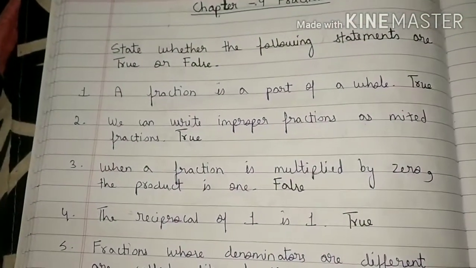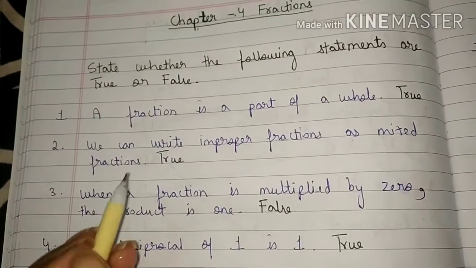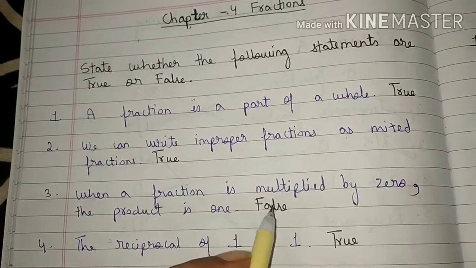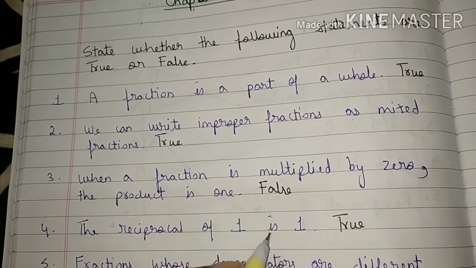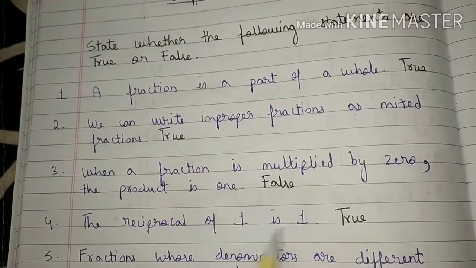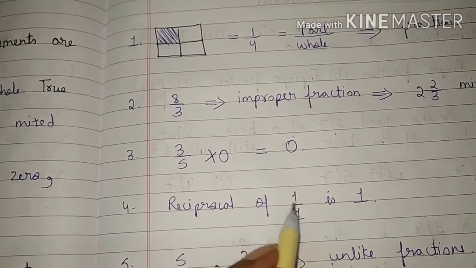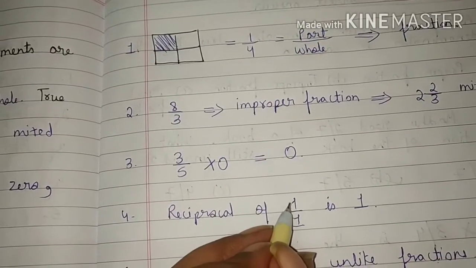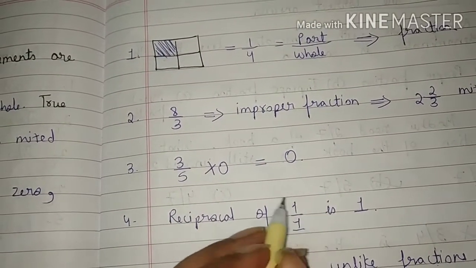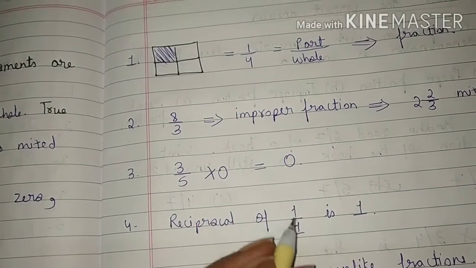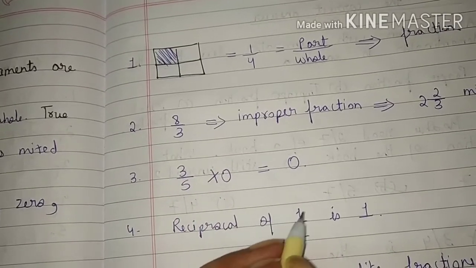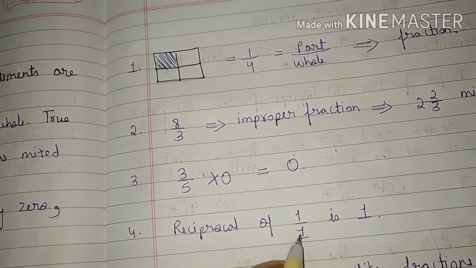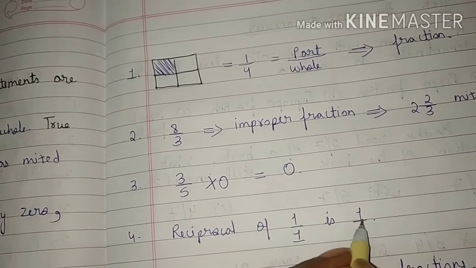So students, from this point of view, we can say that this statement is false. Now come to question 4. The reciprocal of 1 is 1. Students, this statement is true. You can see here, reciprocal of 1 is 1. Students, you can see here 1 is written as numerator, and because denominator is not given to you, so we have supposed 1 as denominator. Now students, when you interchange 1 by 1, you always get the answer 1.